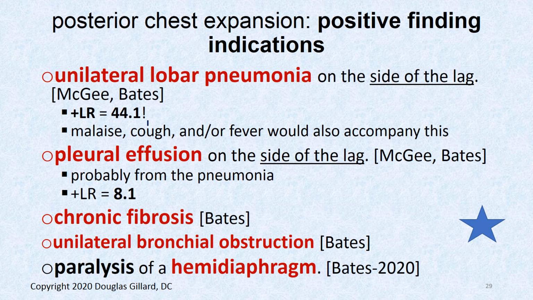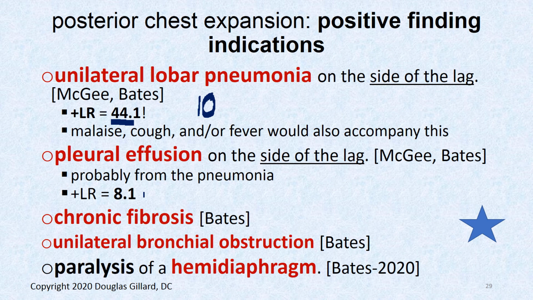Look at this crazy number. So Bates, board book, McGee, super evidence-based clinical exam book. The positive likelihood ratio for the patient having unilateral lobar pneumonia, meaning an infection within one lung that hasn't spread, or within one lobe that hasn't spread to the other lobe, it's 44. That's outrageous, isn't it? Anything over 8 is great. Anything over 10 is almost certain that the patient has the condition. This is a great way to catch lobar pneumonia. The side with the pneumonia won't move, or move very little compared to the other side.